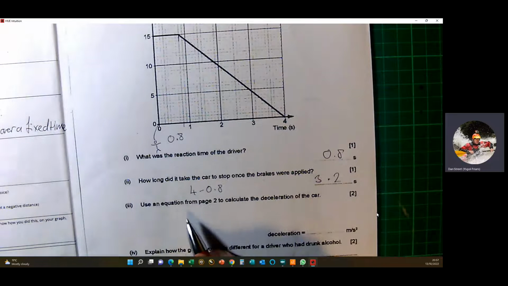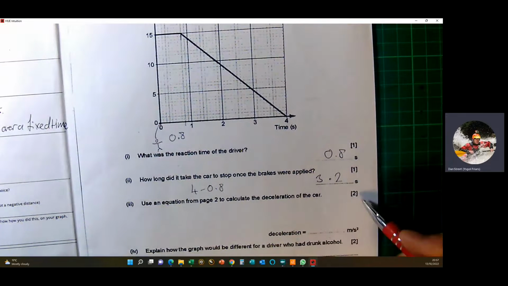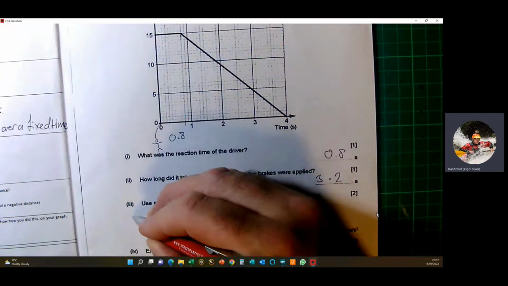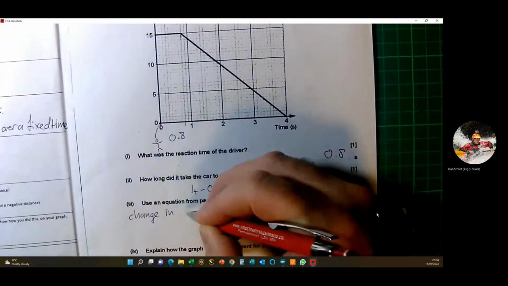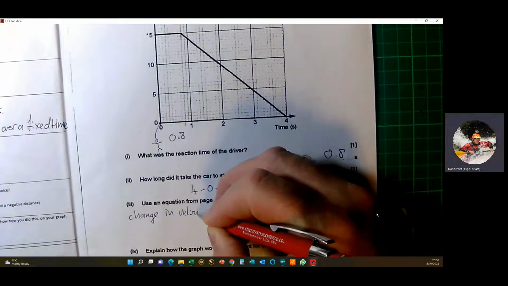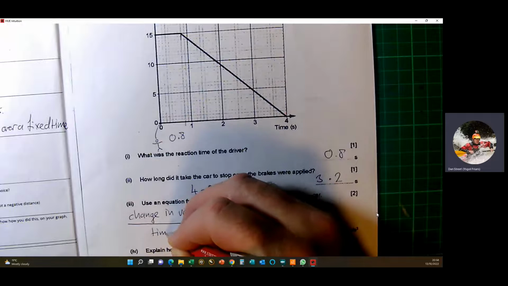Now it says use an equation from page 2 to calculate the deceleration of the car. Now we don't have a page 2 here, but we've done a few acceleration calculations recently, so we should know that it's the change in velocity divided by the time over which that takes place.